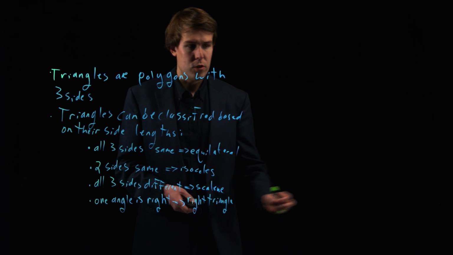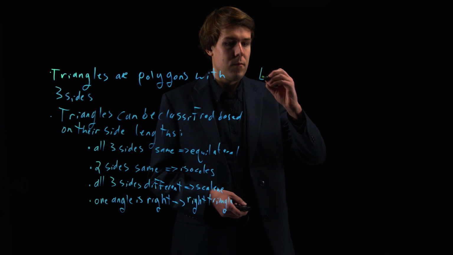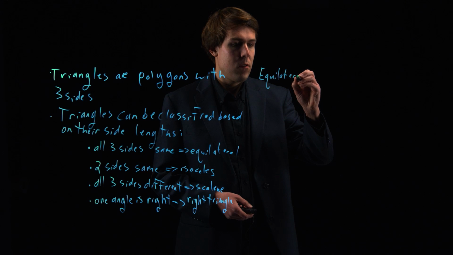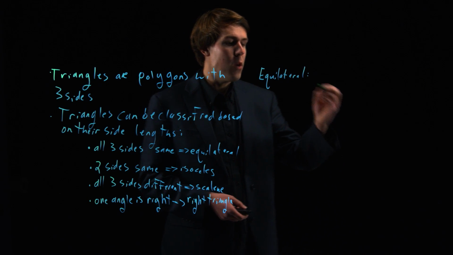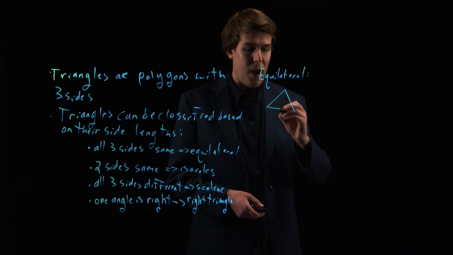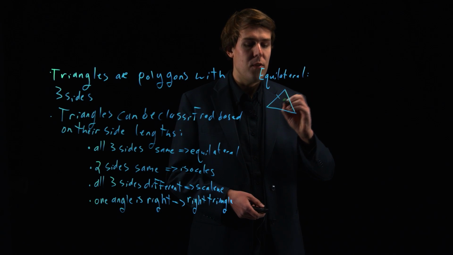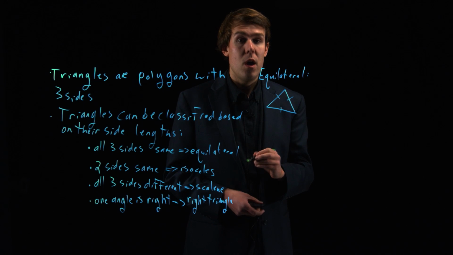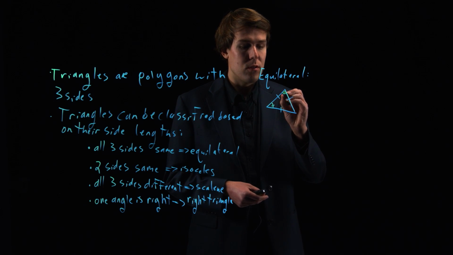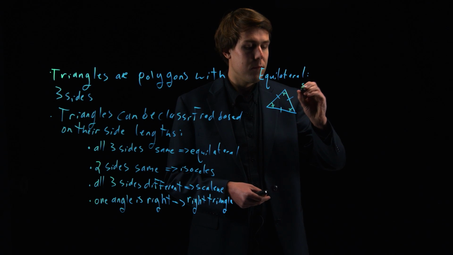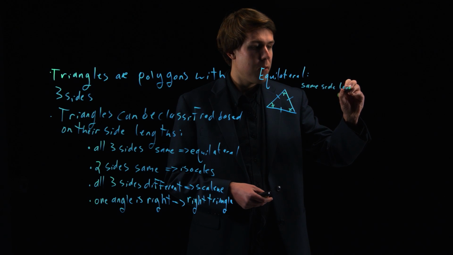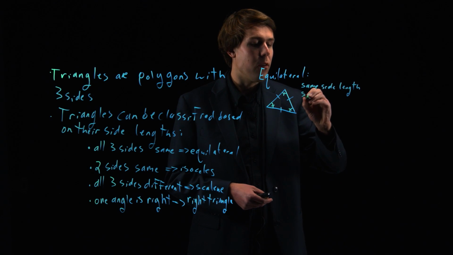So let's look at some pictures. For an equilateral triangle, the picture is perhaps something like this, where all the side lengths are the same. Equilateral triangles have an additional benefit that all of the angles are the same. So same side length, same angles.